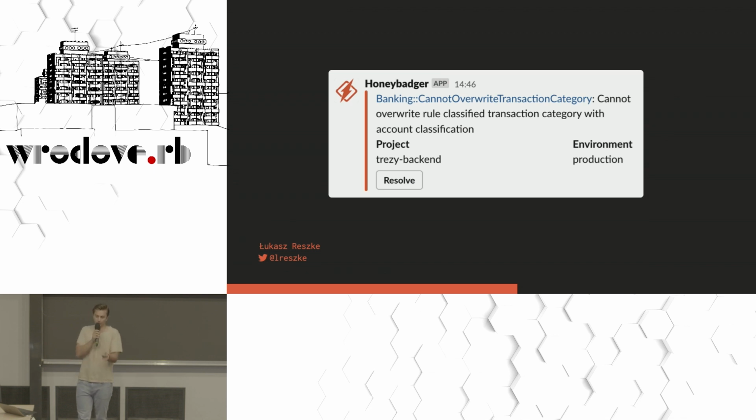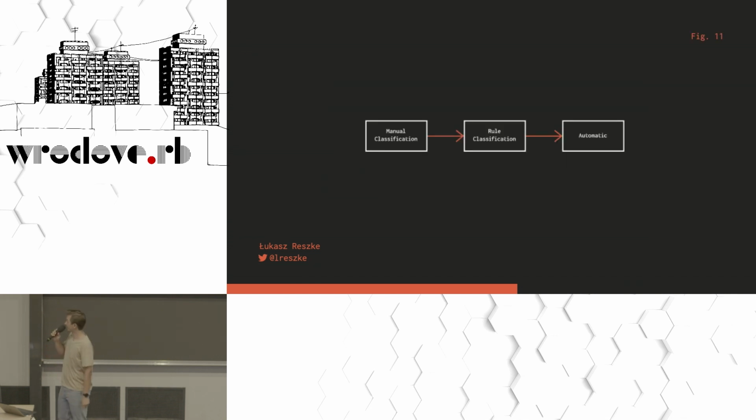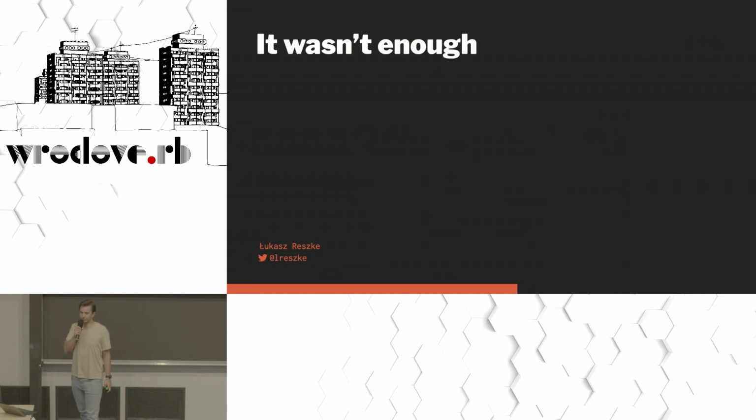The automatic cannot override the rule; the rule can override the automatic. So it's basically this, right? Manual is more important than rule. It can override it. Rule cannot override the manual, and so on. So it seemed like it wasn't enough.